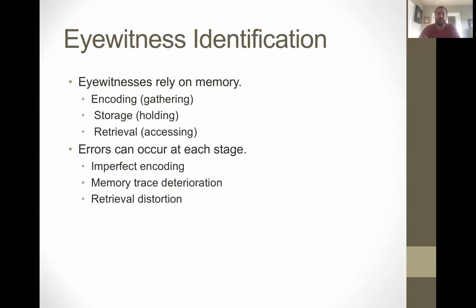And then retrieval distortion is where you retrieve a memory, but ultimately it has been distorted for some reason, whether that's you have added new information to it. Maybe somebody has given you information that you believe to be true, whether it is or is not. This is where misinformation can come in and really just kind of wreak havoc on, especially, witnesses' statements.